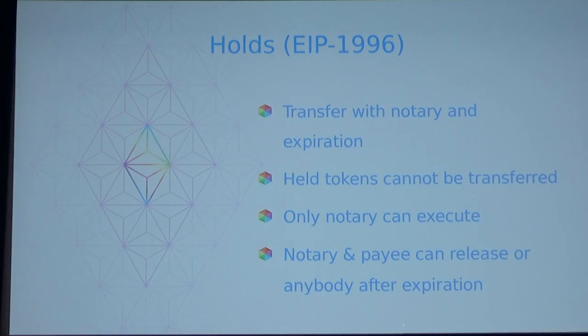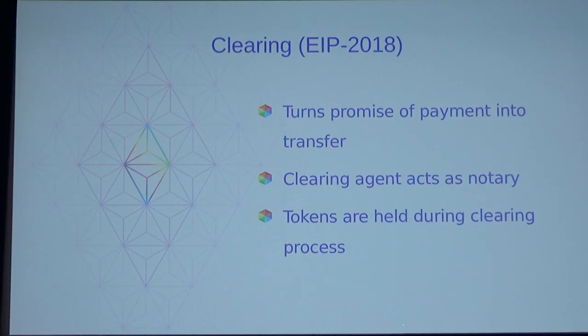The second building block is our keystone, which is mainly the hold, a guaranteed allowance. So if you have a held balance, it can only be transferred on a given trigger. This trigger will only be executed by a notary, and the notary is the one who is going to execute it, or either release it, or the payer will release it, and you can configure holds with a given expiration. So the hold is something that we put on top.